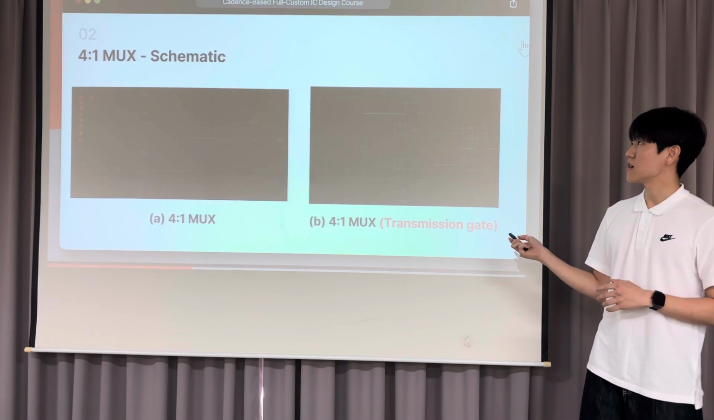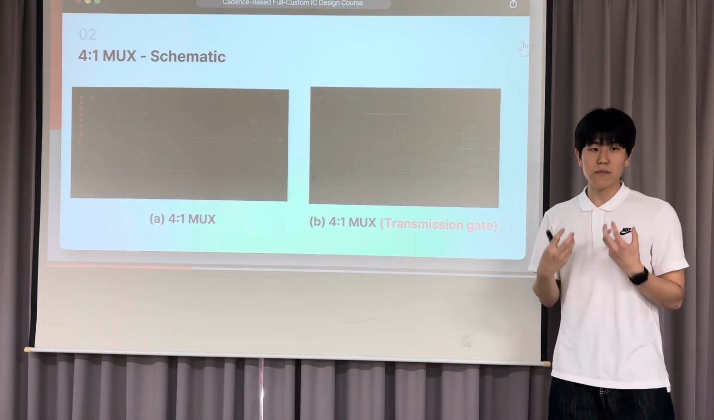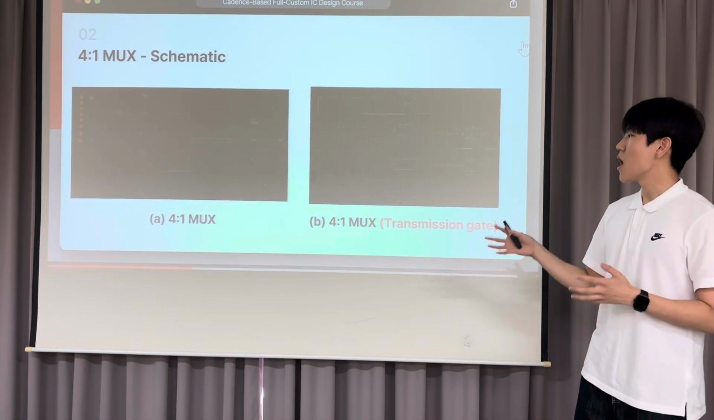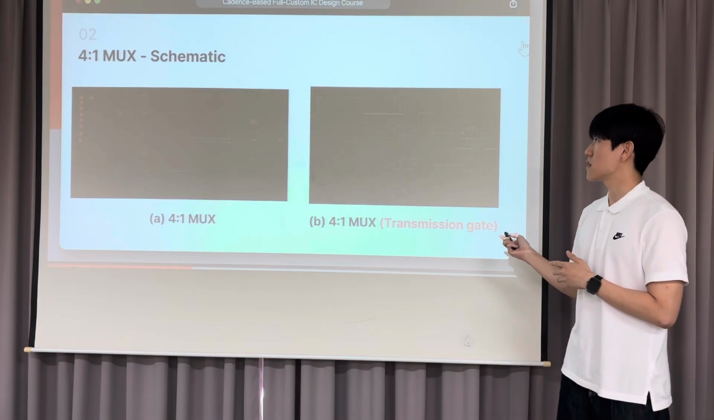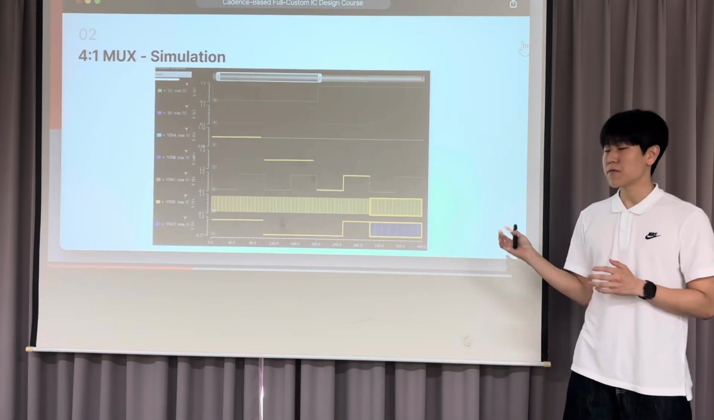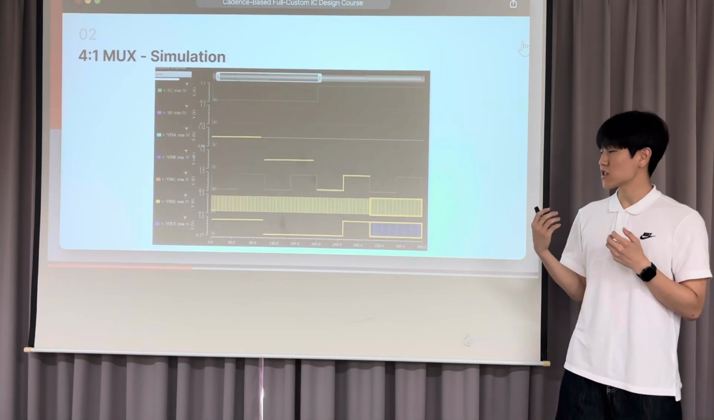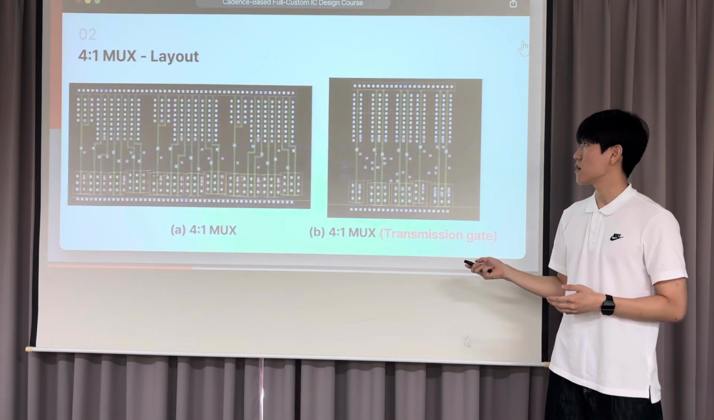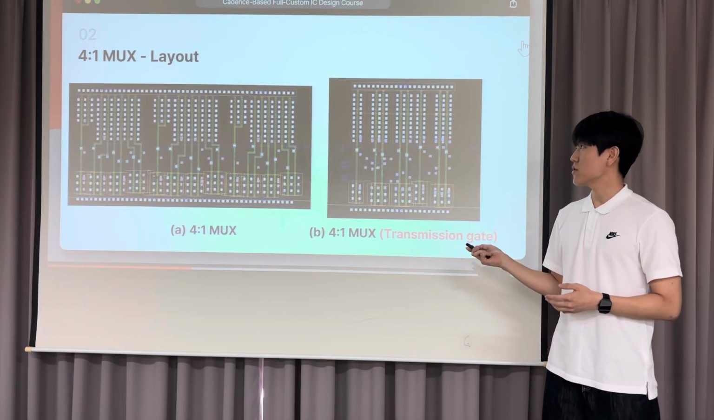Layout. And I designed the 4-to-1 MUX using the 2-to-1 MUX block or transmission gates. Again, the simulation output confirms the circuit operation. So this is the layout.